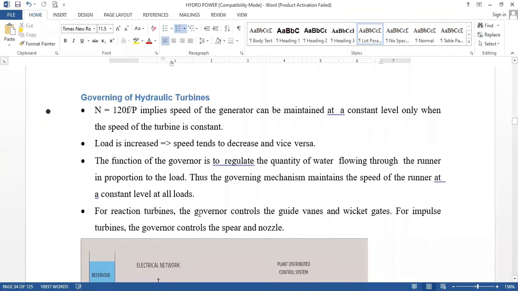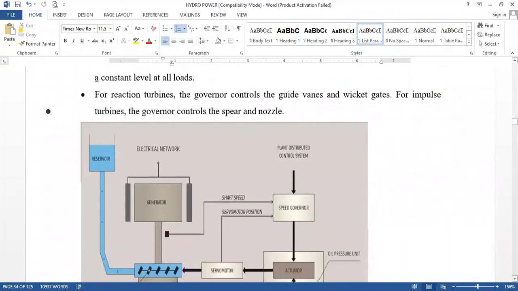For a reaction turbine, the governor controls the guide vanes and wicket gates. For impulse turbine, the governor controls the spear and the nozzle. So with the help of different mechanisms, we are going to control the turbine, by which we can control the electricity generated.